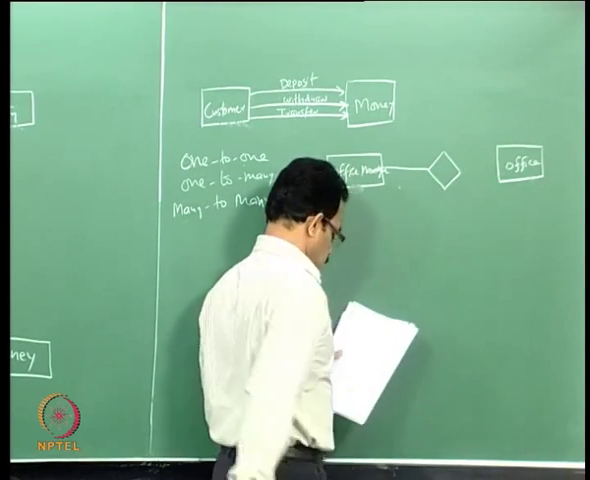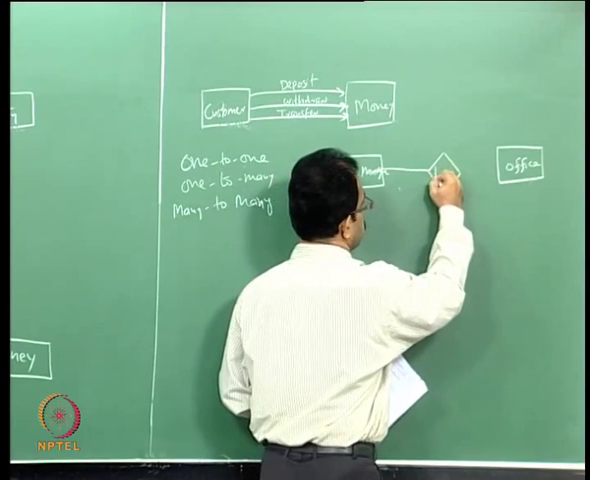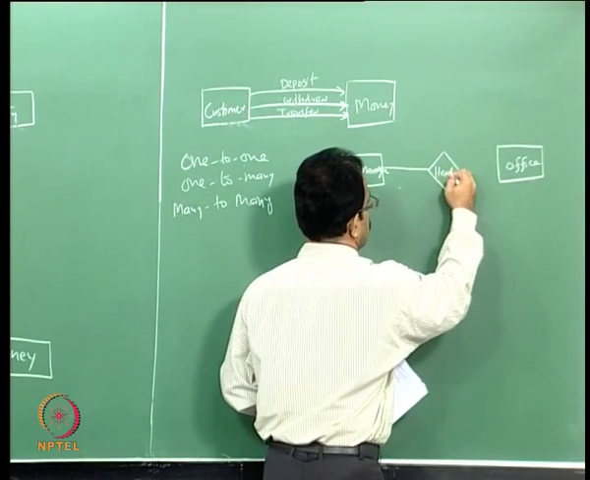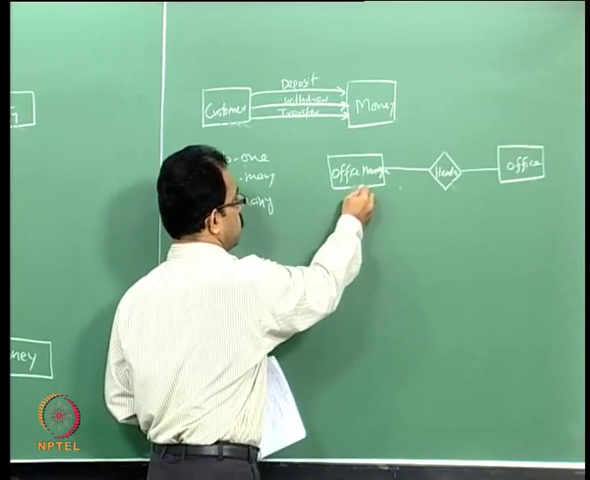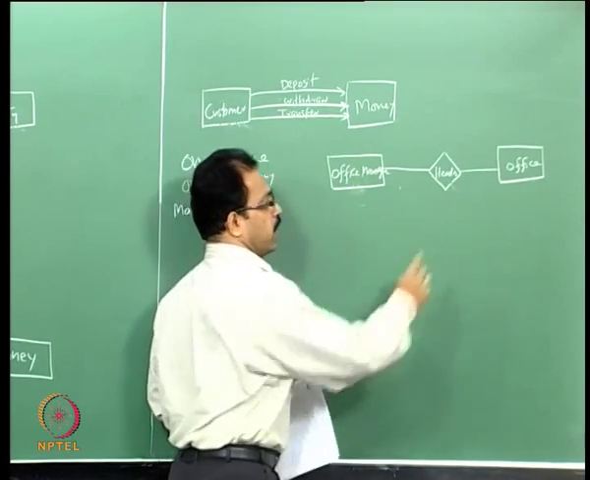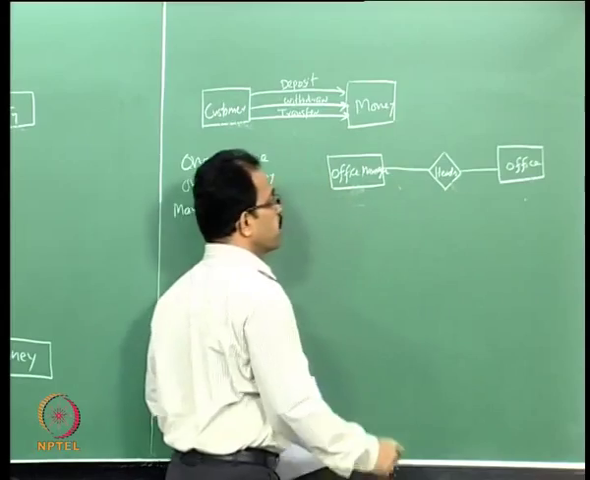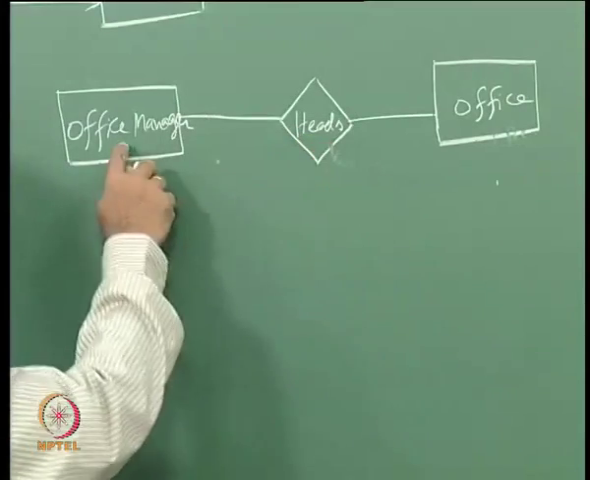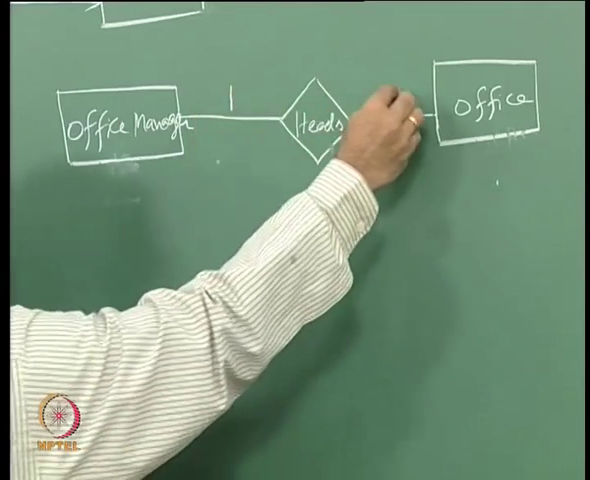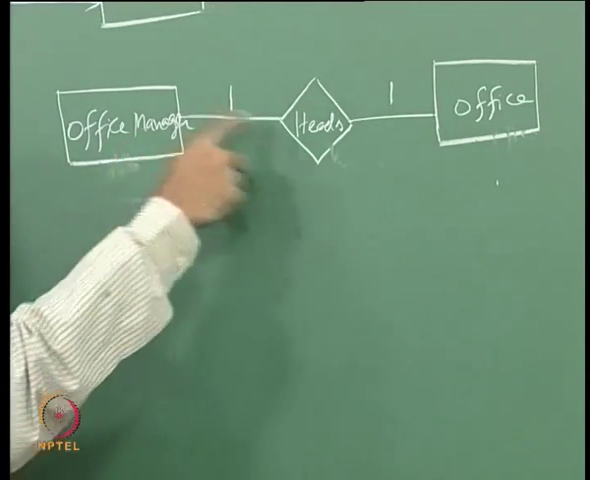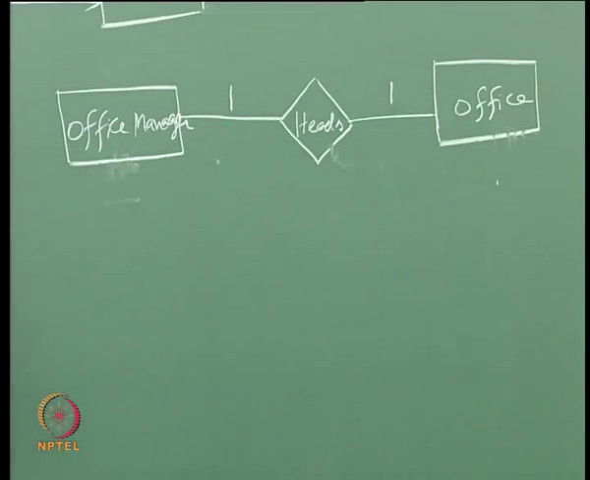Office manager manages the office or heads the office. So, this is the relationship between the entities. This is entity 1, office manager, and this office is entity 2. Here you can have a relationship: office manager heads office. Normally we will have a one-to-one relationship for this. So, it is one office manager heads one office. That is the one-to-one relationship in an entity relationship diagram.